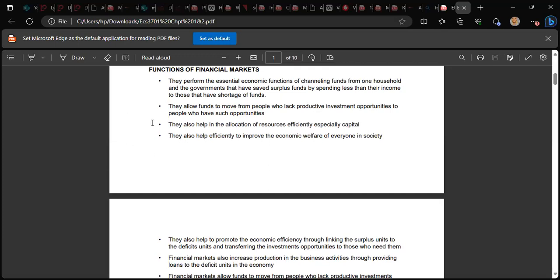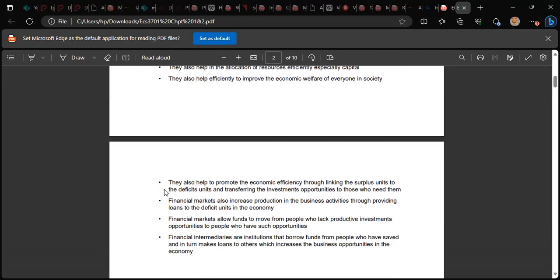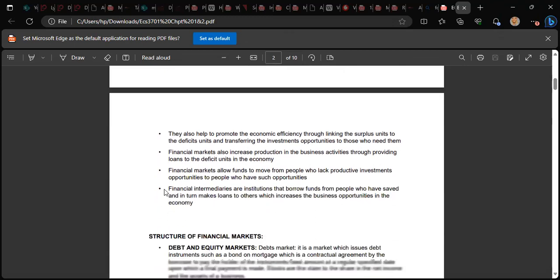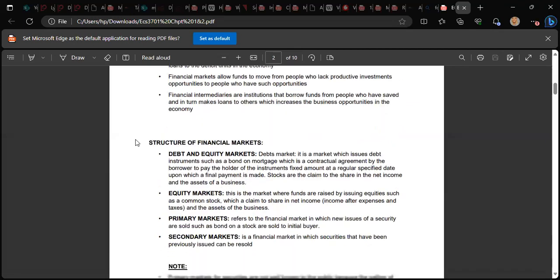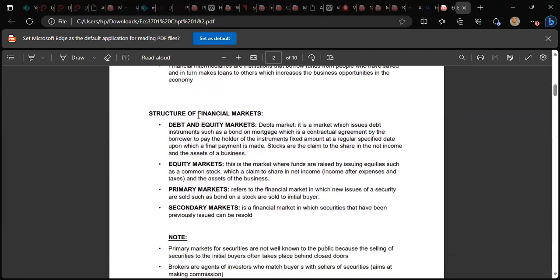All right, so this is attached to that. They basically allow funds to move from people who lack productive investment opportunities to those who have such opportunities, right? So this is what you are going to be going through there. But I would love to look at this in the questions that follow. So the structure now, we've already looked at these two prior when I was explaining.